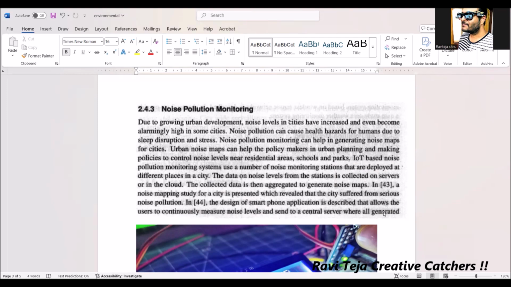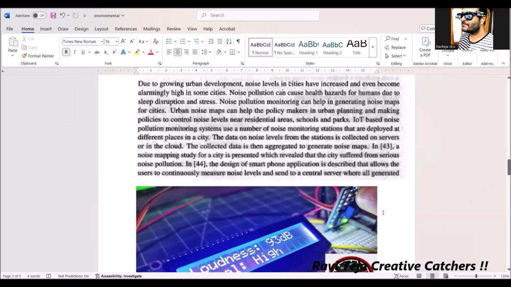So this noise pollution can also be monitored with the help of IoT sensors, and these sensors will be gathering noise data. If the noise is beyond a particular decibel level, that will be taken into consideration, and various measures have been taken for this noise pollution monitoring.